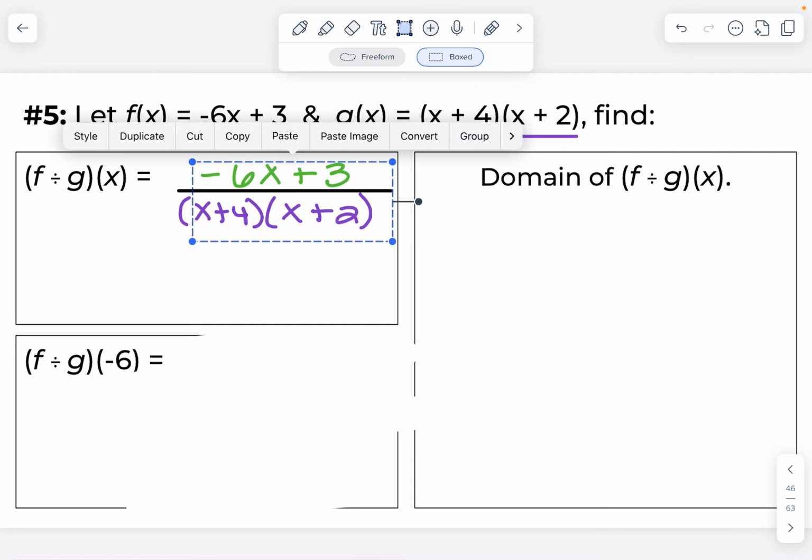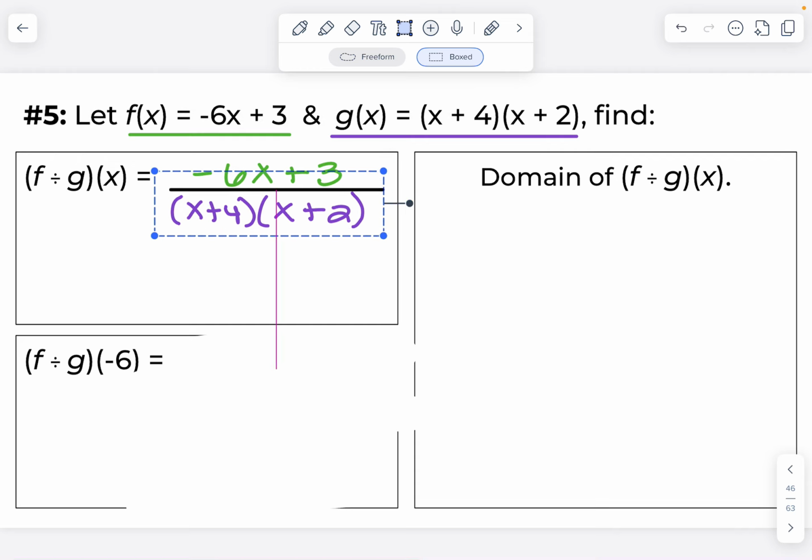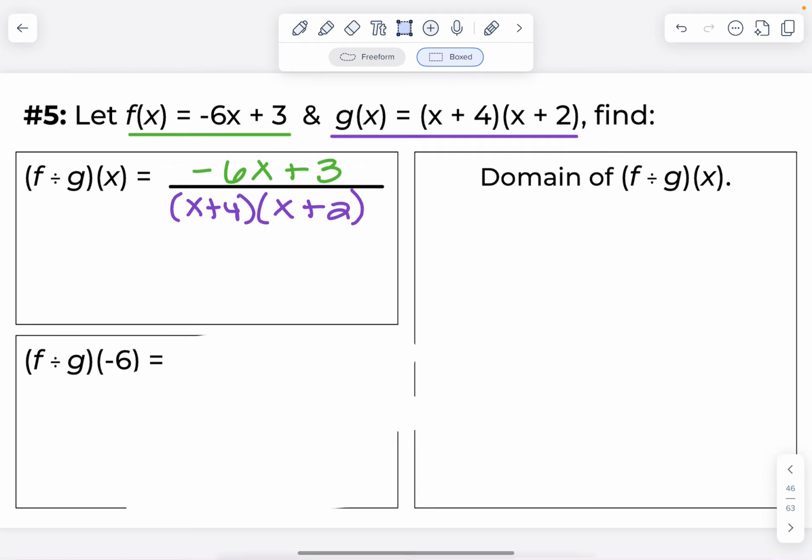Now that I say it, Alex might want you to, but I can't imagine that it would. So I want you guys to take what we just found for f divided by g. I want you to find f divided by g of negative 6. Plug in negative 6 for x and see what you get when you simplify it down.